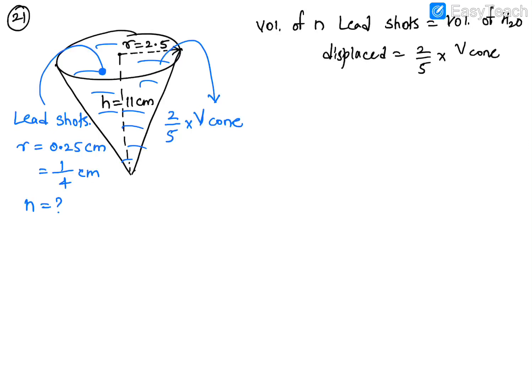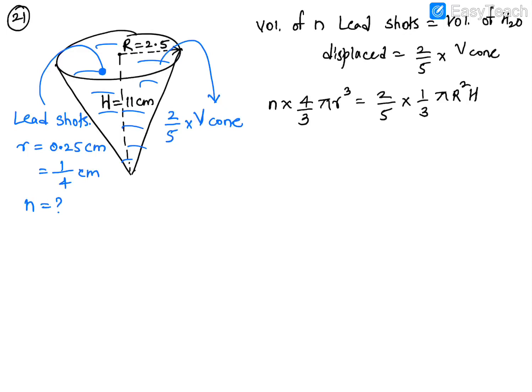Now let's start substituting. First of all, we need to keep different notations for lead shots and the cone. So I'll use capital letters for the cone: this is capital R and this will be capital H. Now what's the volume of n number of lead shots? It will be n into 4/3 pi r cube is equal to 2/5 of the volume of the cone. What's the volume of the cone? 1/3 pi R squared H.